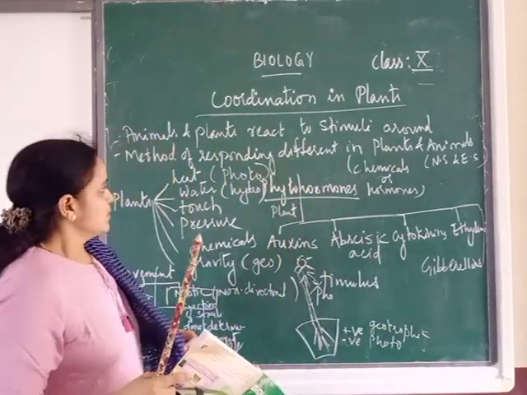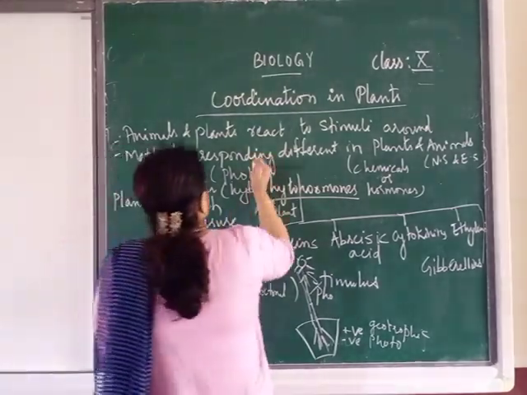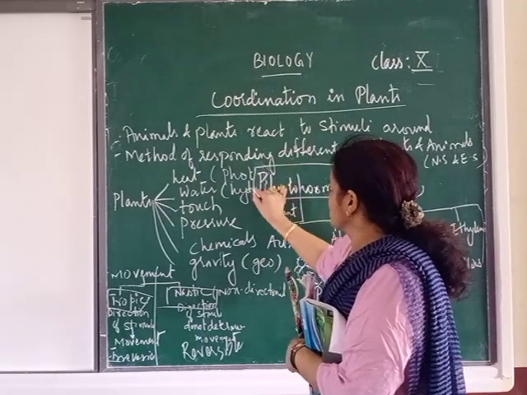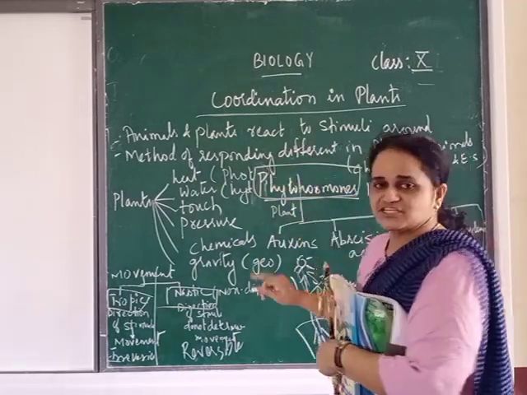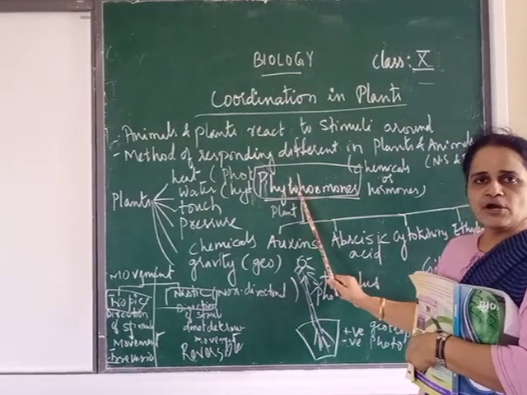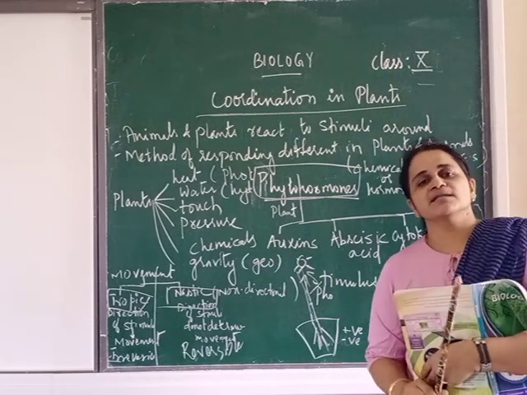These are the responses given by whom? Plants. Now, we will go back now. There are some chemicals which are secreted by plants. So what are those chemicals? They are called phytohormones. What are they? Phytohormones. So are phytohormones secreted by animals or plants?